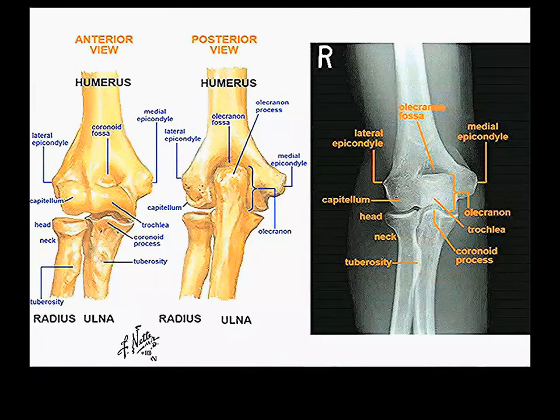Elbow. Again, I'm not going to go over all these things. You can study this on your own. In fact, I may not go over any of this. I just want to make one point, which is a very minor anatomic detail point, but that's what we all live for.